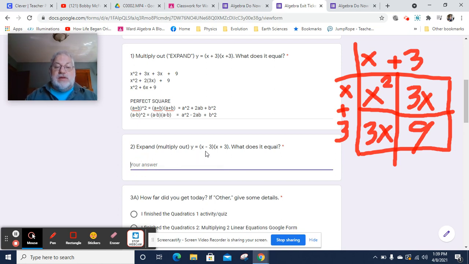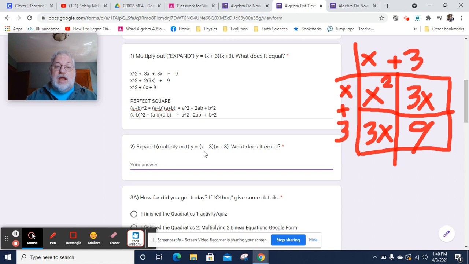Okay, if we do this one, it's a little different. Instead of both being the same, I've got an x minus 3 and an x plus 3. These have a fancy name. These are conjugates of each other. If I have a plus b and a minus b, and I'm multiplying them together, that is, I'm multiplying two conjugates together. And when you do that, we have a situation where the outside and the inside products are going to cancel out.